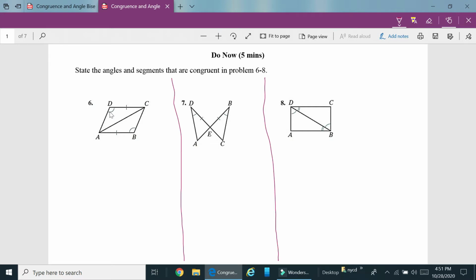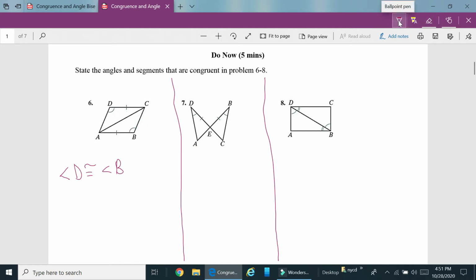Like for example, they give you the curve right here on D and on angle B. So when you have a single curve like that, and it's the same on the other side, meaning they're both equal and congruent to each other. So angle D right here, because I got one curve right here, is equal, congruent to angle B. That's it. You just go with the ones that look the same. Let me erase this.